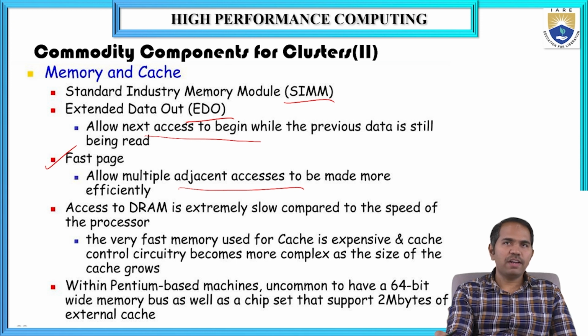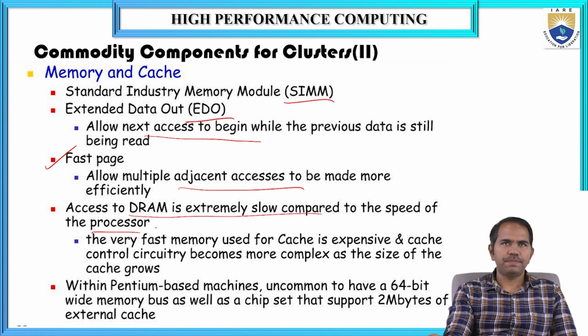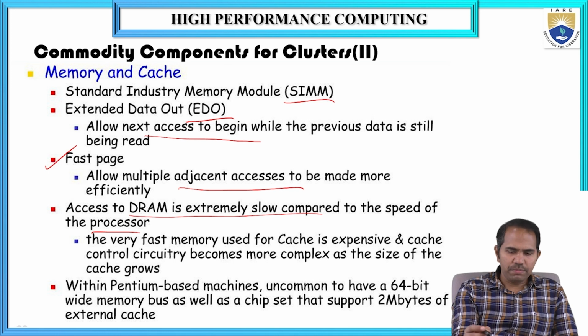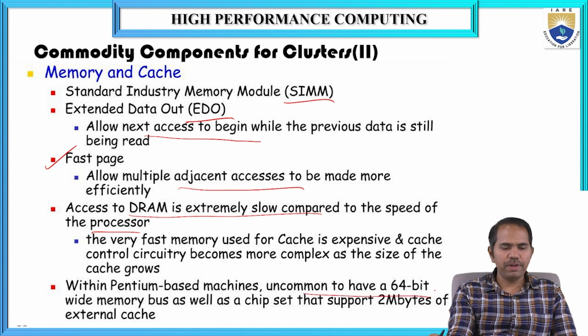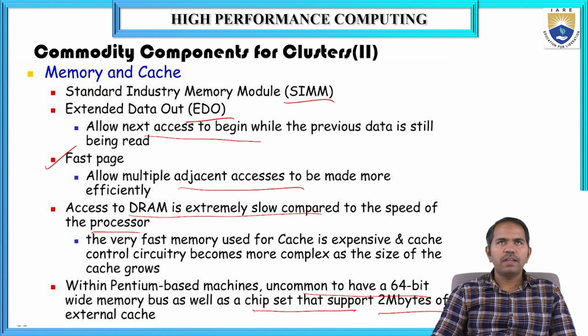Access to DRAM is extremely slow compared to the speed of the processors. Within Pentium based machines, it is common to have a 64-bit wide memory bus as well as a chipset that supports up to 2 megabytes of external cache. So this discusses memory and cache memory.